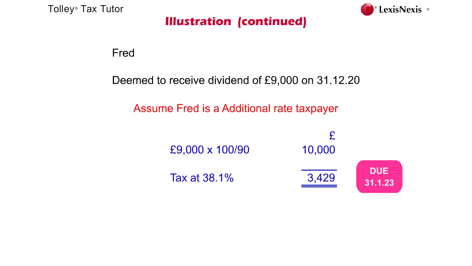As Fred is a director, the £9,000 will be subject to Class 1 NIC at 12% or 2%, depending on the level of his other employment income. That concludes the first part of this lecture on close companies.